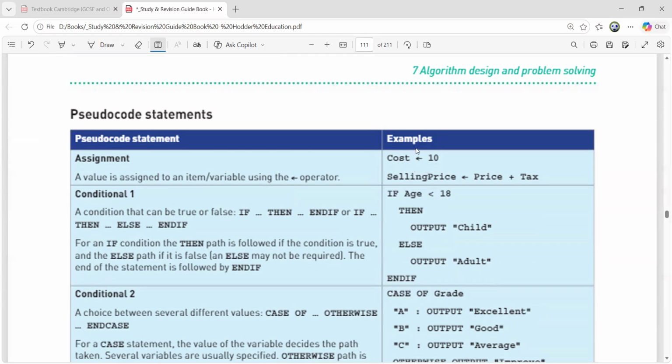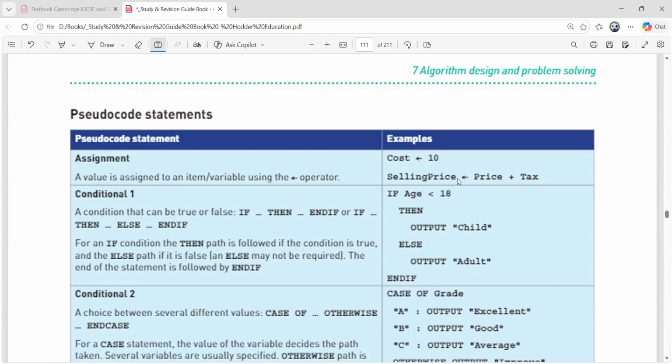Because you may get a question in flowchart debugging or pseudocode debugging, or maybe the thing can come in your database also. The debugging questions can come in your database also. So cost equals 10 is written as cost, assignment operator, 10. Then you can see selling price is equal to, or assignment operator, price plus tax.